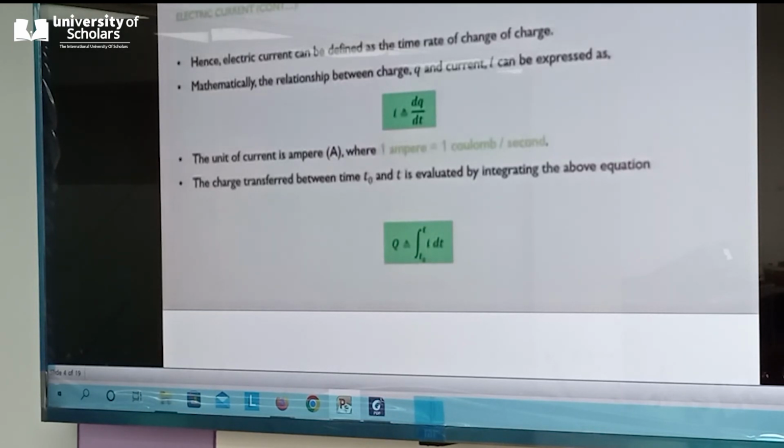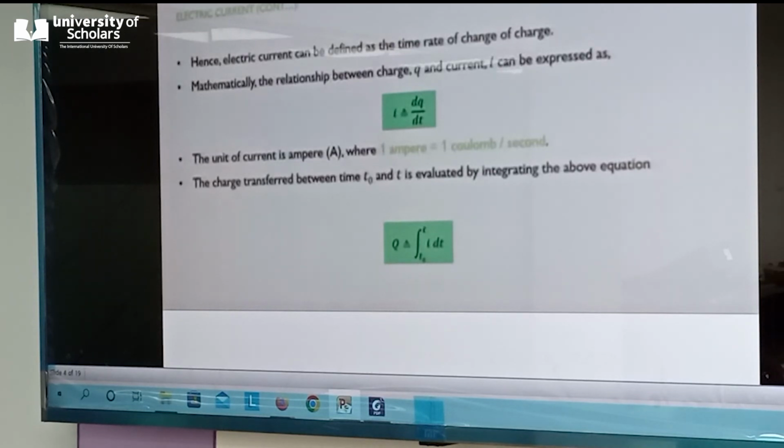So look, current is expressed using amperes, and 1 ampere is defined as 1 coulomb per second. So when is it 1 ampere of current? If 1 coulomb of charge travels for 1 second, then we say it is 1 ampere of current.